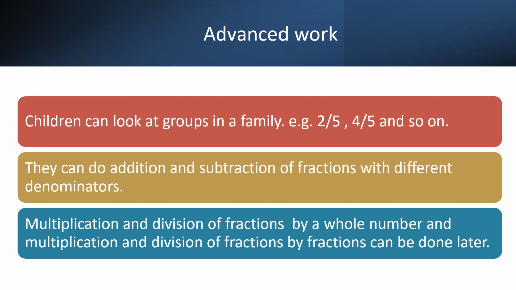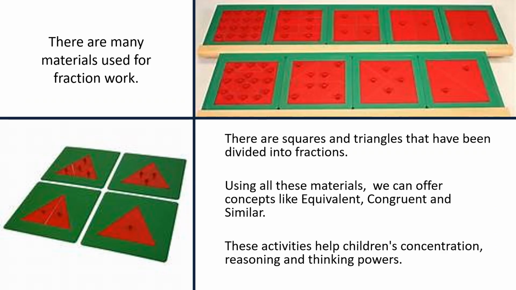Advanced work. Children can look at groups in a family, example 2 over 5, 4 over 5, and so on. They can do addition and subtraction of fractions with different denominators. Multiplication and division of fractions by a whole number and multiplication and division of fractions by fractions can be done later. There are many materials used for fraction work. There are squares and triangles that have been divided into fractions. Using all these materials, we can offer the concepts like equivalent, congruent, and similar. These activities help children's concentration, reasoning, and thinking powers.